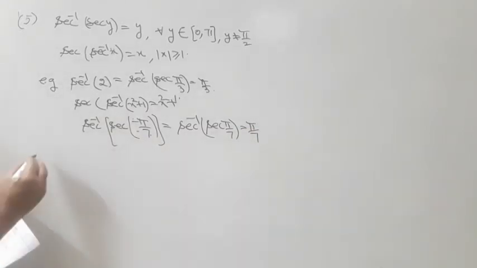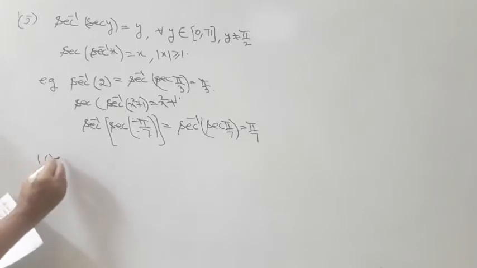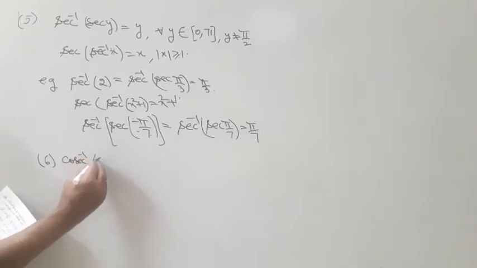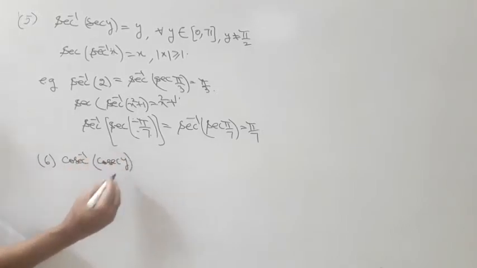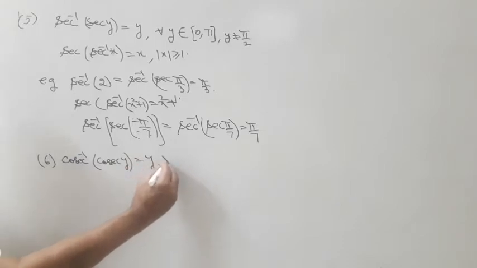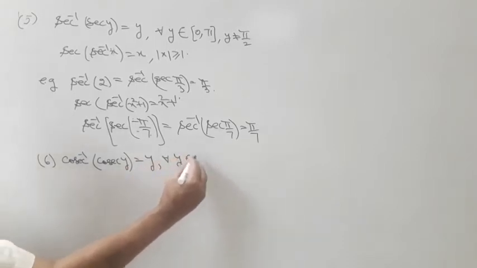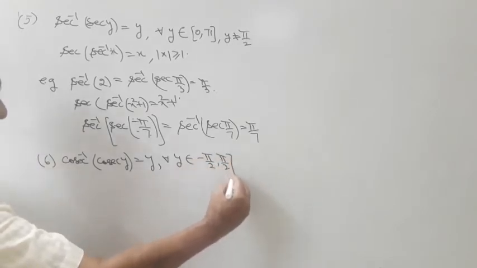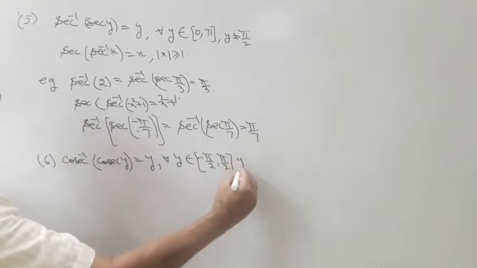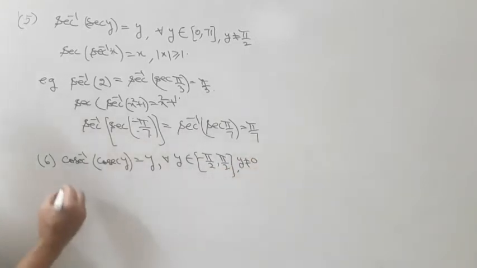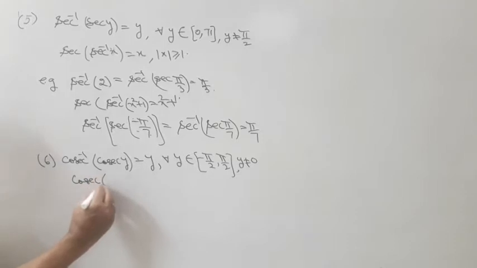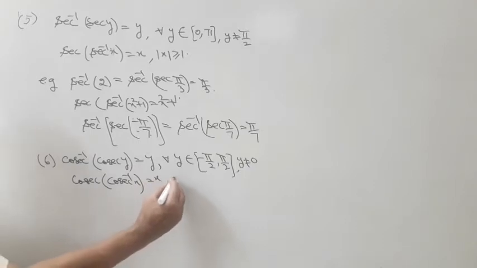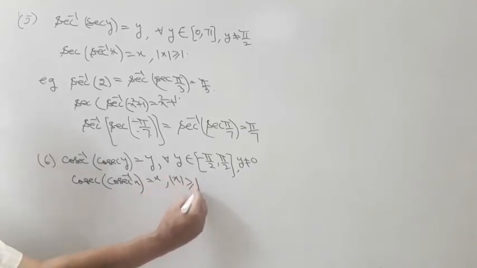Now the sixth one, in this case we have, on the same pattern, cosecant inverse of cosecant y is equal to y for every y belonging to minus pi by 2 to pi by 2 closed interval, y is not equal to 0, whereas cosecant of cosecant inverse x is equal to x, modulo x greater than or equal to 1.